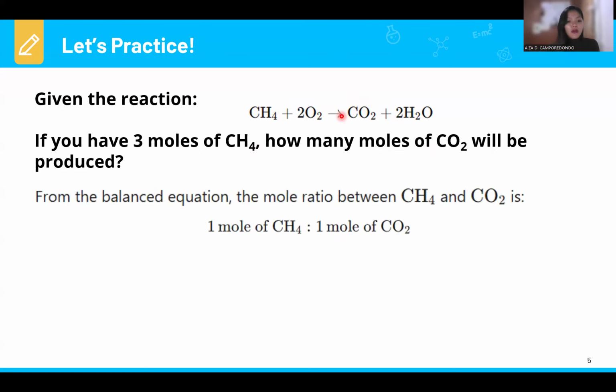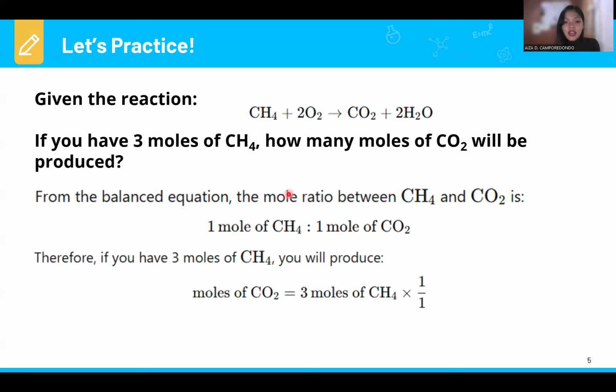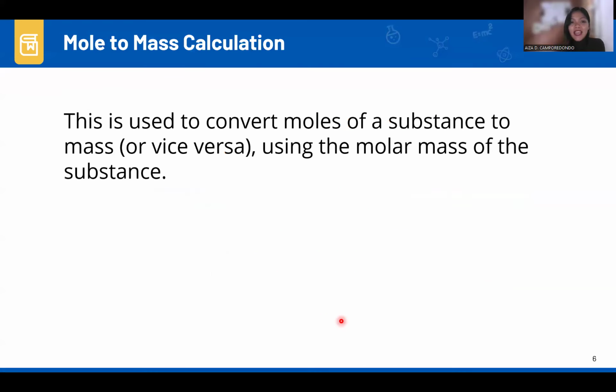Therefore, if we're going to use the formula, moles of carbon dioxide is equal to the moles of methane, which is in the given, multiplied by 1 mole of carbon dioxide over 1 mole of methane. That would leave us with 3 moles of carbon dioxide. Okay, I hope you still get it. Let's proceed with the second calculation.